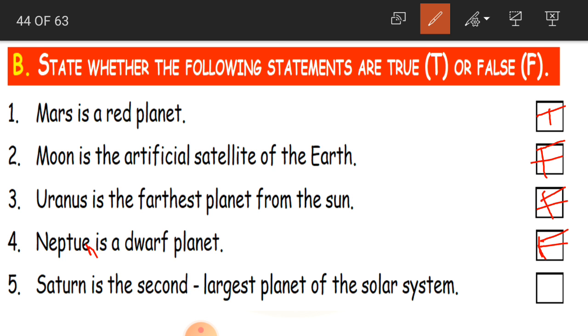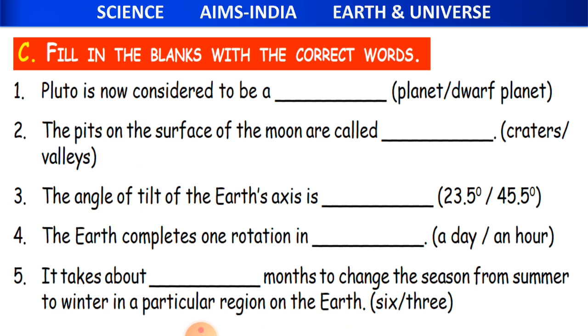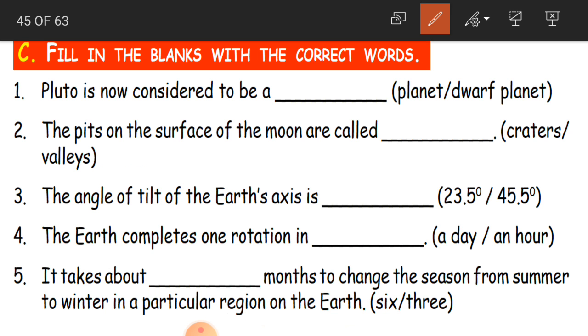Saturn is the second largest planet. Is it true? Yes, this is true. Jupiter is the first largest planet and Saturn is the second largest planet. This is true, children. Clear? Now, we'll go to the other exercise, that is fill in the blanks with the correct words. Now, the first one, Pluto is now considered to be a dash. Just now I said to you, Pluto is now considered to be a dash.